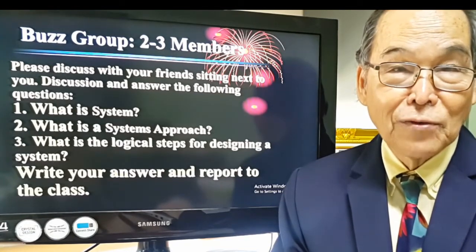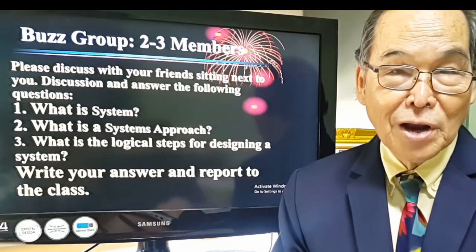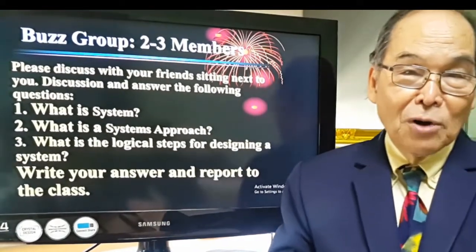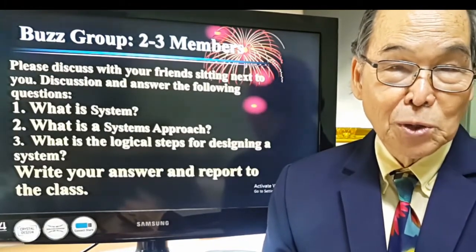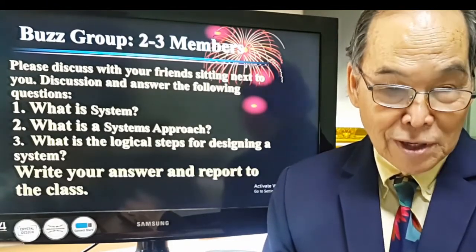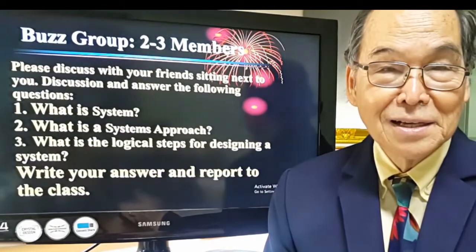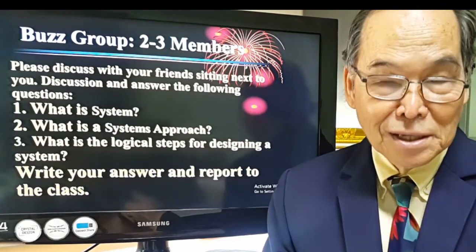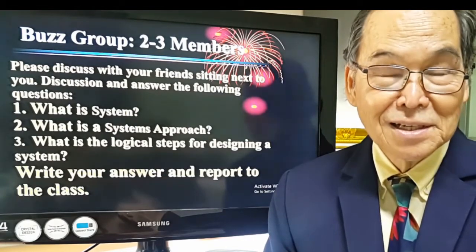I think it might be a good idea for you to pair the group among 2 or 3 friends of your own. Now in this group we have maybe about 20, more or less. If you pick up 2 or 3 to be an online buzz group for discussing among yourself, it will be really good. So what I think you should be doing for about 10 or 15 minutes is to discuss among your friends on the 3 questions.